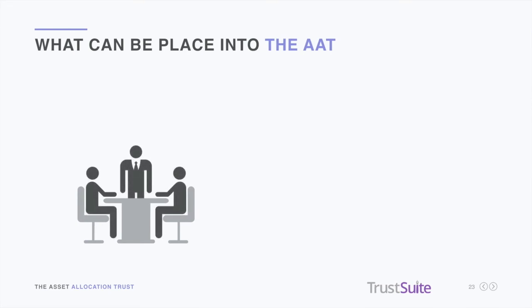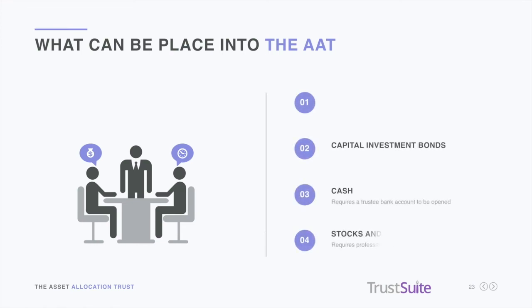What can be placed into the Asset Allocation Trust? Well, firstly, capital investment bonds. These are specific investments that can be allocated into the trust quite easily. Properties. Only real properties. We cannot put chattels such as static caravans or boats into the Asset Allocation Trust. You can put cash into it, but it does require that the trustees open up a trustee bank account.